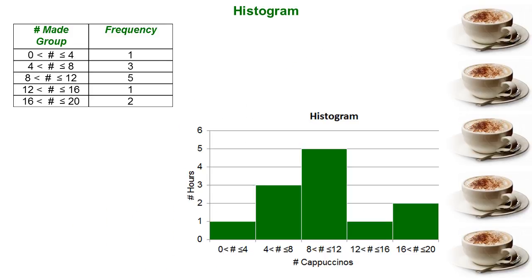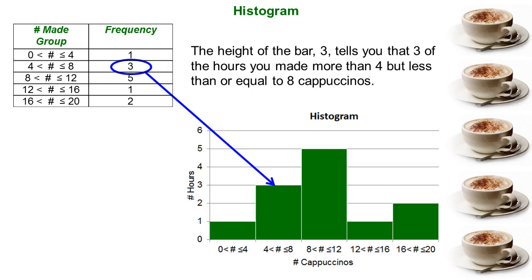The count for each group is referred to as the frequency. The histogram graphic shows no gaps in the groupings, and the height of each bar represents the frequency for the group. For example, the group that contains all values greater than 4 but less than or equal to 8 had 3 data values, making the height of the bar 3.